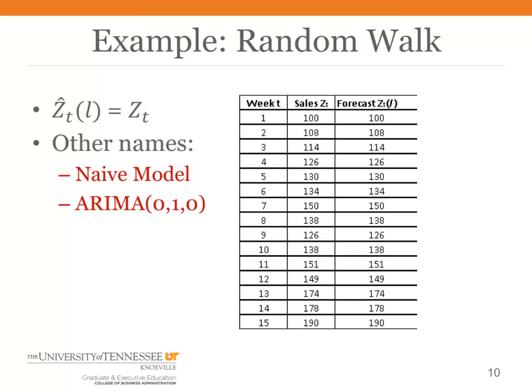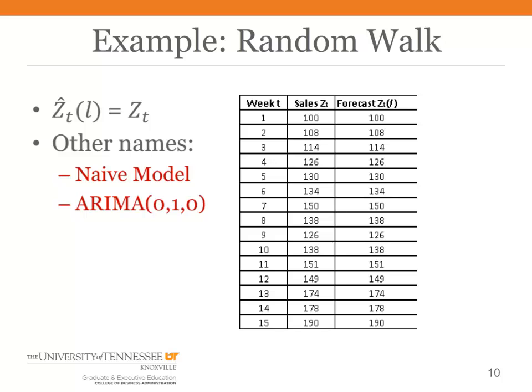At the end of week 1, I've observed sales of 100. And you say, what would be my forecast of sales for week 2? Well, 100, what we just observed. What would be the forecast that I make in week 1 for sales of week 3, or week 4, or week 5? Well, those are also 100. That's the best guess I can come up with. And then we move forward into week 2, and we observe sales of 108, and that becomes our new forecast for all of the future weeks. And then in week 3, the forecast changes to 114, and so forth.